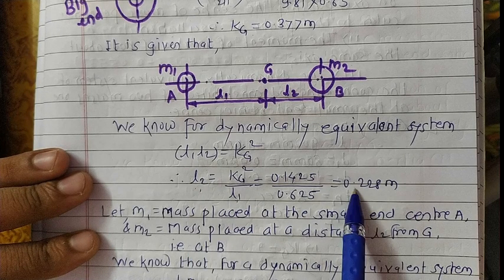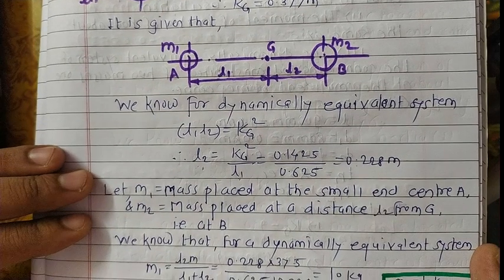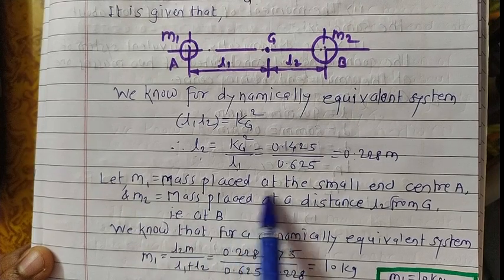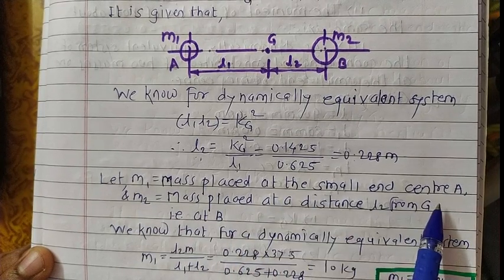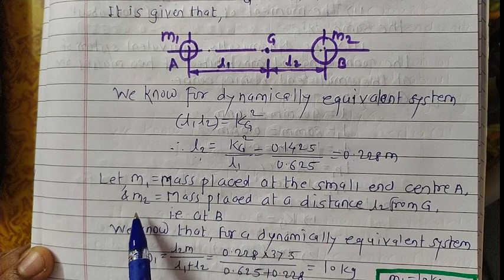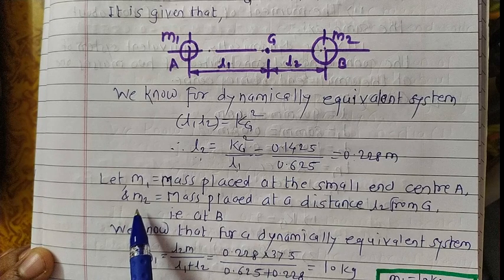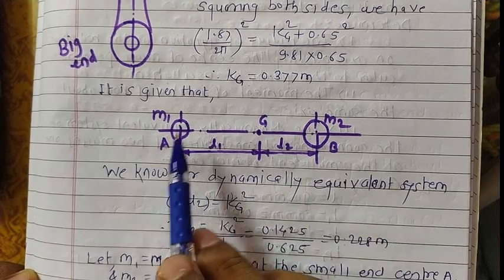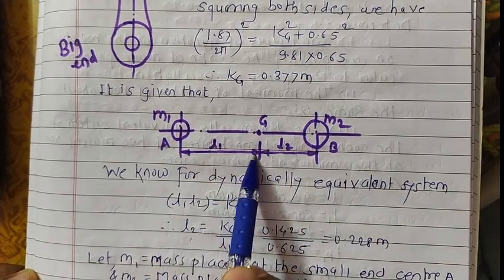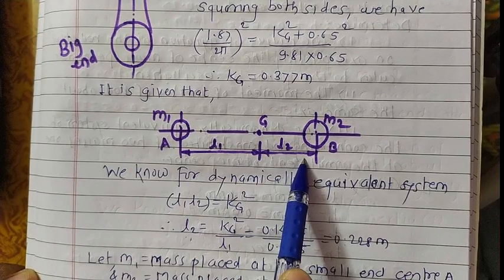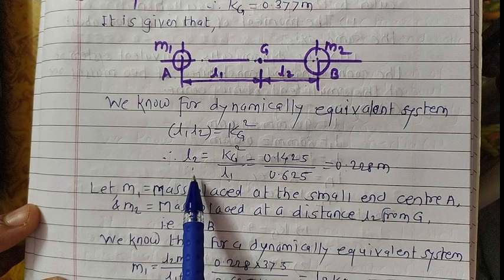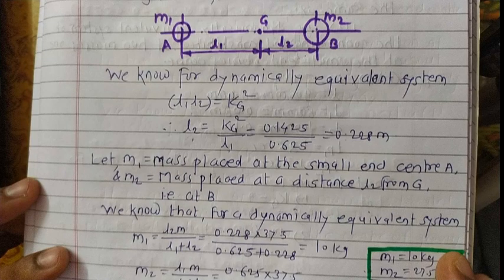The location of the first mass is given: mass M1 is placed at the small end center. And the second mass M2 is placed at a distance L2 from the center of gravity point, that is from point B. Let us consider this is the location B, and here is the location A. This distance is L1, this distance is L2. The distance L2 we already got from this relation. So the next target is to get the values for the dynamically equivalent system.